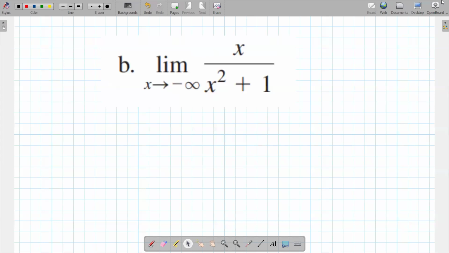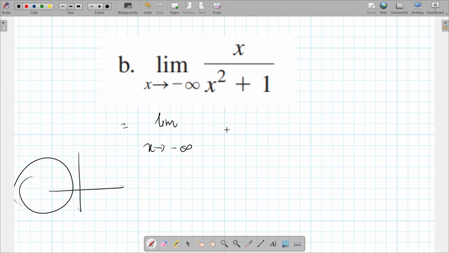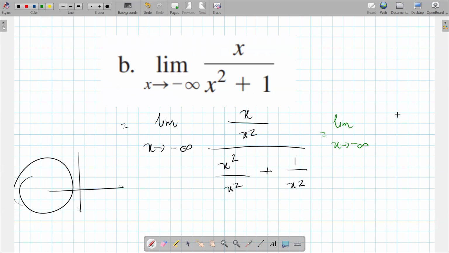It's x squared. So limit as x approaches, now we're looking at negative infinity, we're looking at this side. So we do x over x squared all over x squared over x squared plus 1 over x squared. So this will give us limit as x approaches negative infinity of 1 over x all over 1 plus 1 over x squared. So that is what we have right now.